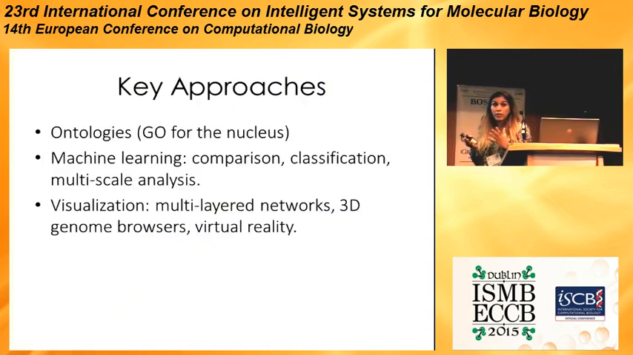Now, in terms of data integration, the key approaches that we could take, and some are now starting to take, is to think about ontologies. So much like we think about GO, to do that for the nucleus and try to relate the different components to each other. Machine learning would be a very important part here in terms of comparison and classification, and thinking about taking a multi-scale approach that was mentioned before. And also visualization. So going back to the 3D genome browsers and virtual reality, because this will allow people to really understand, feel this data.